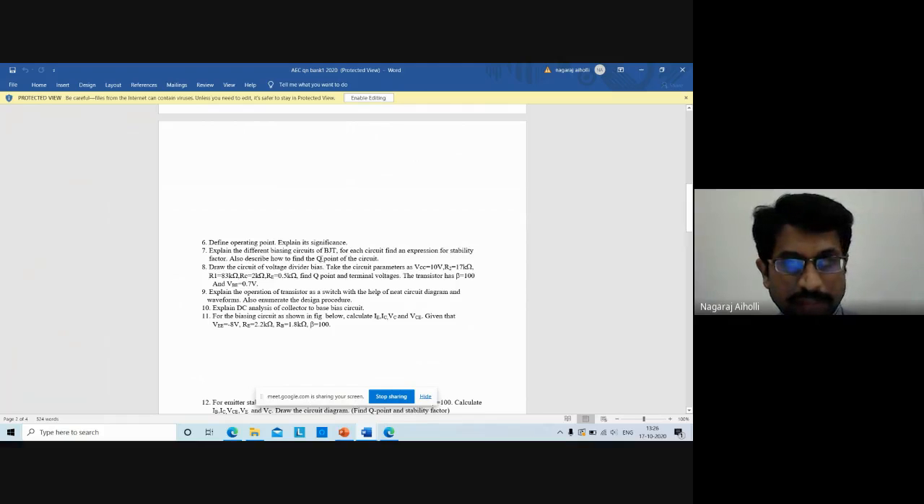Question number 7. Explain the different biasing circuits of BJT. For each circuit, find an expression for the stability factor. Also describe how to find the Q point of the circuit.